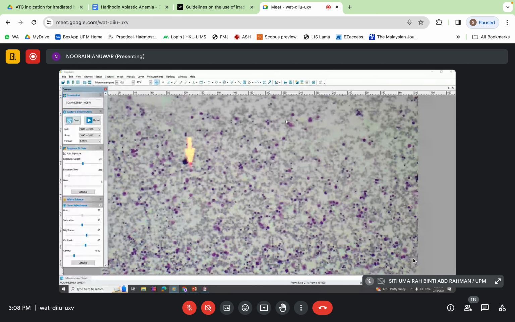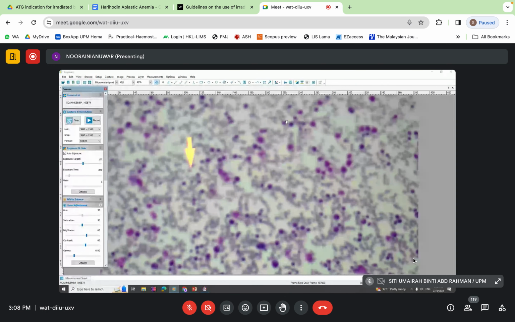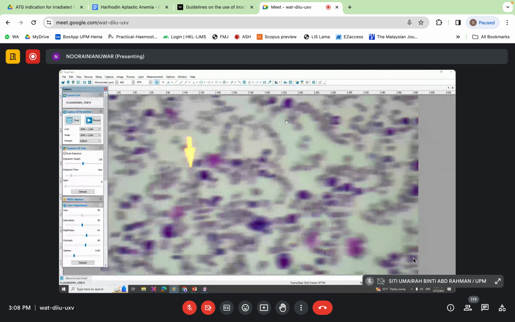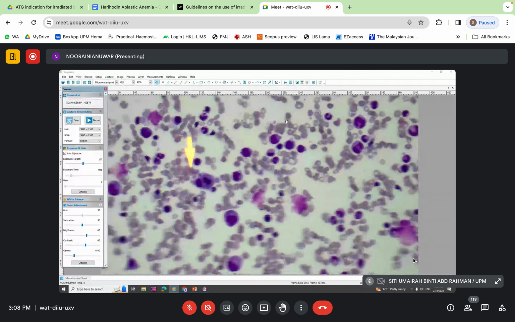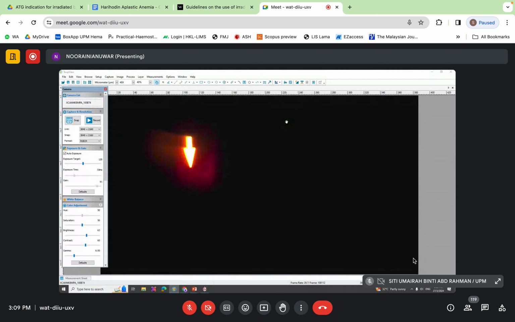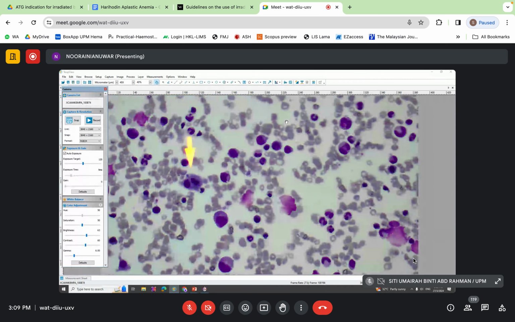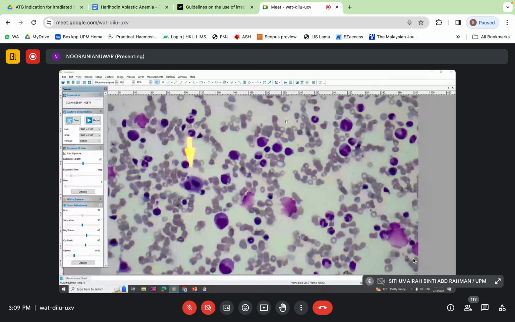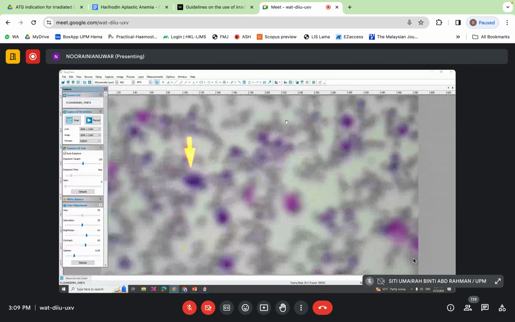This one is actually also engulfing, I think, multiple areas. Actually, there are quite a few of them. Is this a mega or macrophage? Macrophage. You think so? The macrophage is eating, I think, two areas. Oh, you're right.